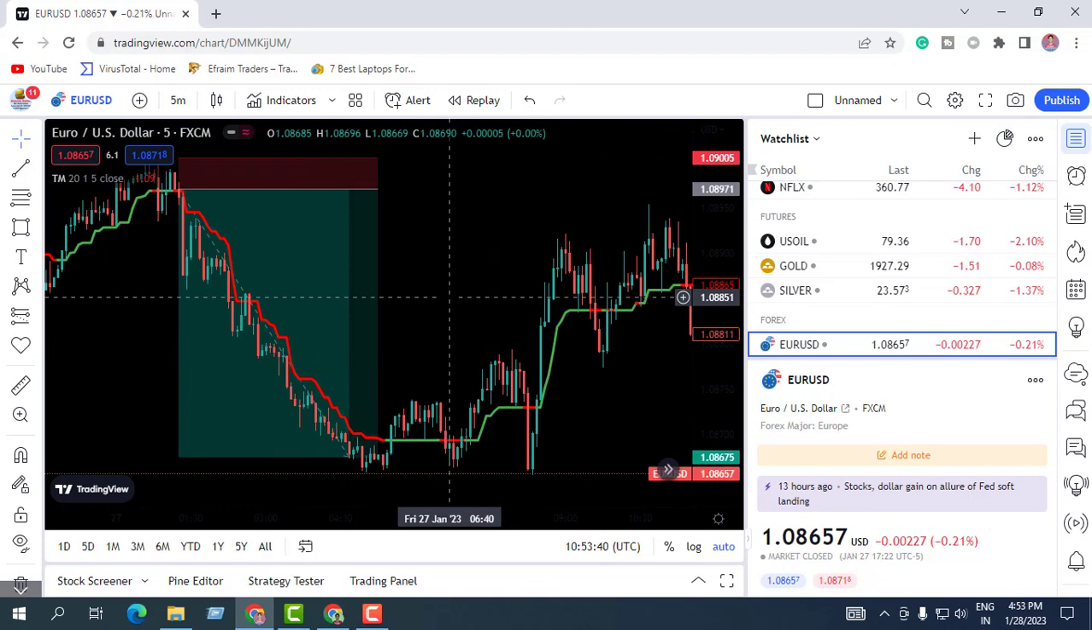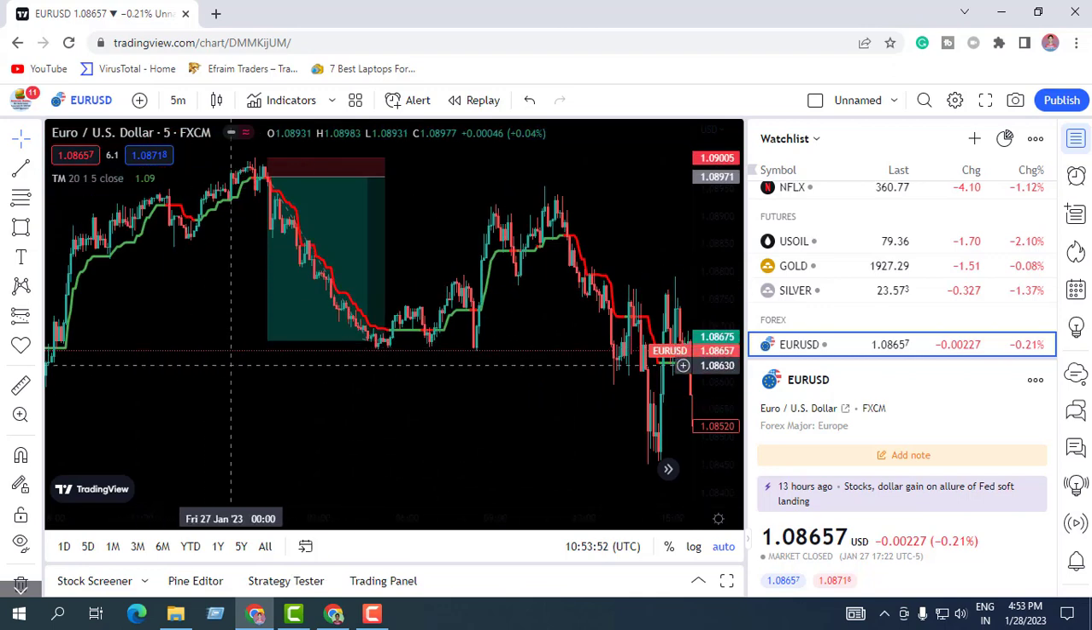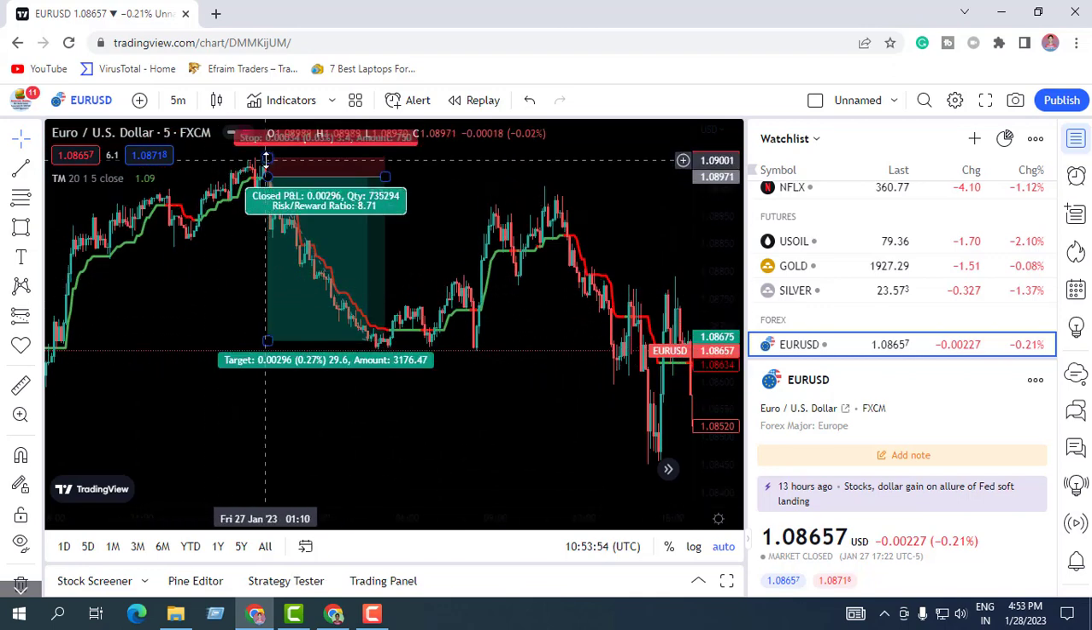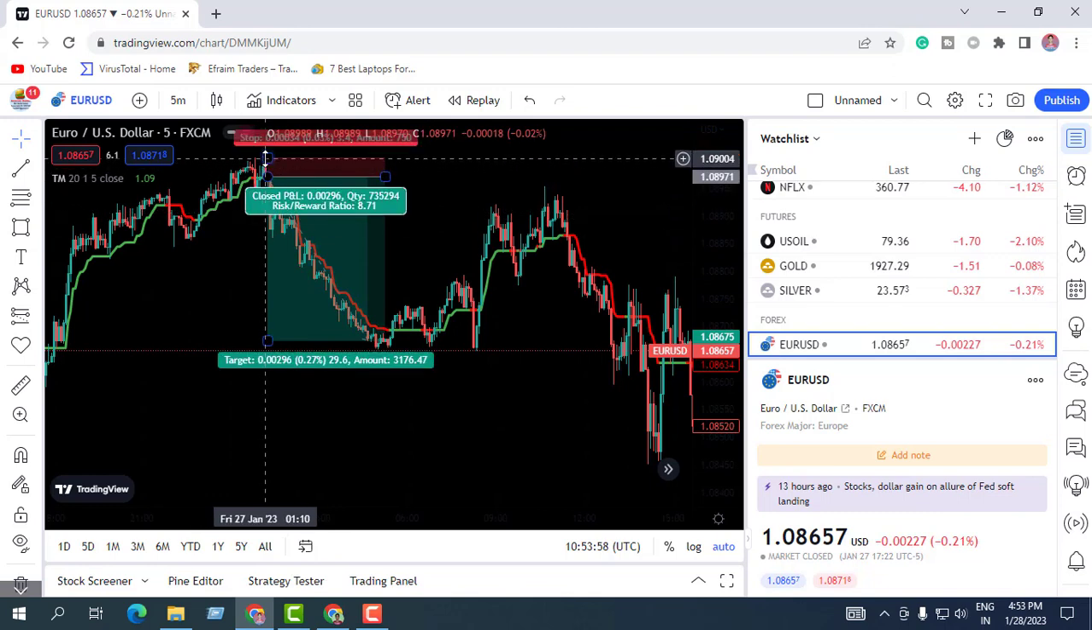And here is an example. Down here is a false signal. You can always set your stop loss. The stop loss is very low. You can set your stop loss very low.